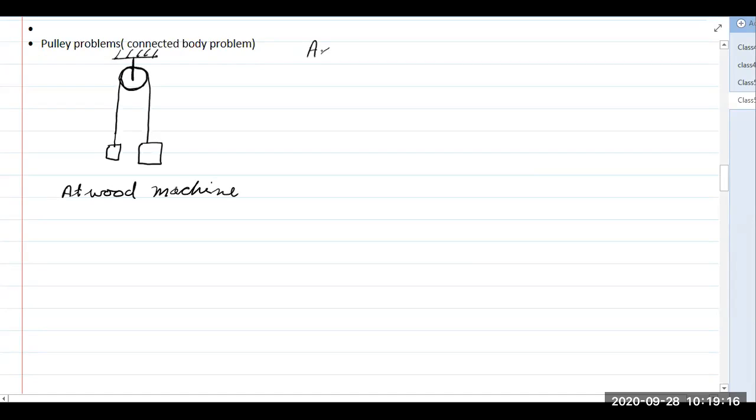In many of the questions you will be provided the assumptions, but in many questions the assumption is not even written, and you have to assume these things because they are very common. It is assumed in every problem. First assumption: the pulley is light. If the pulley is light, you are not going to write the mass of the pulley. The mass of the pulley will always be considered negligible.